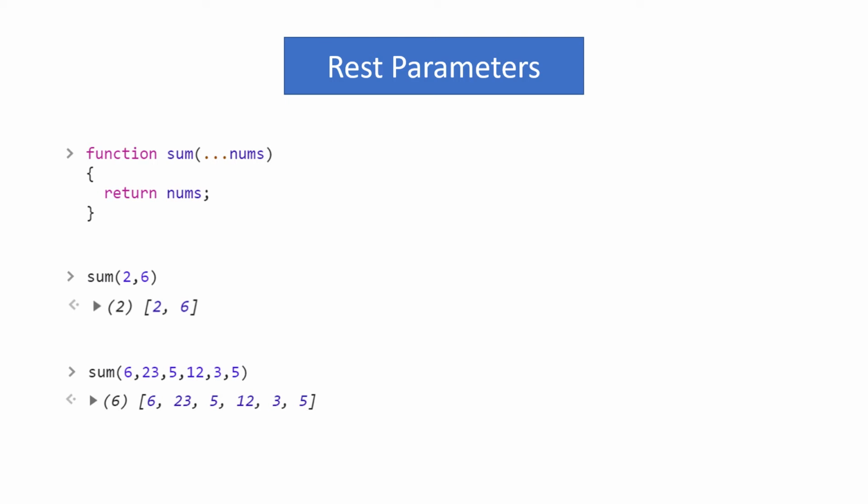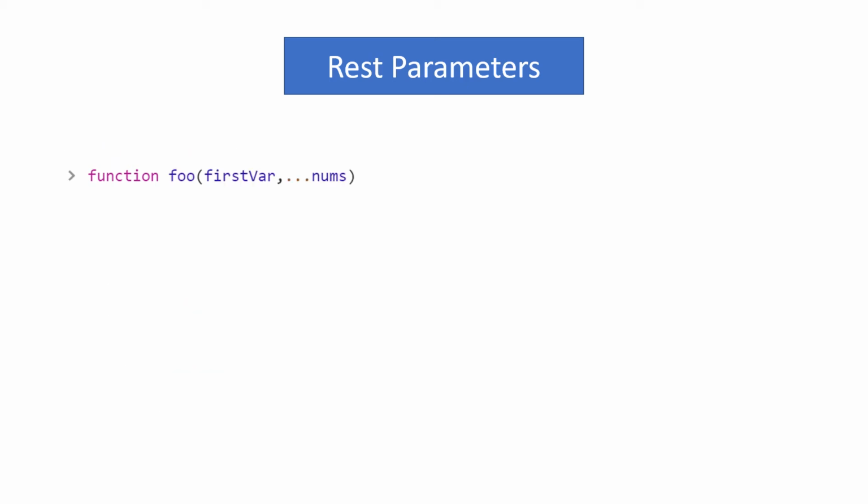But what if you want your function to receive other parameters except for the REST parameters? You can do this, but the REST parameters must be the last parameters of the function. So this will work, and we'll invoke it like so. First var will get the value of 2, and nums will get an array with the values of 3 and 4. But if we try to receive another variable after the REST parameters, we'll get an error.